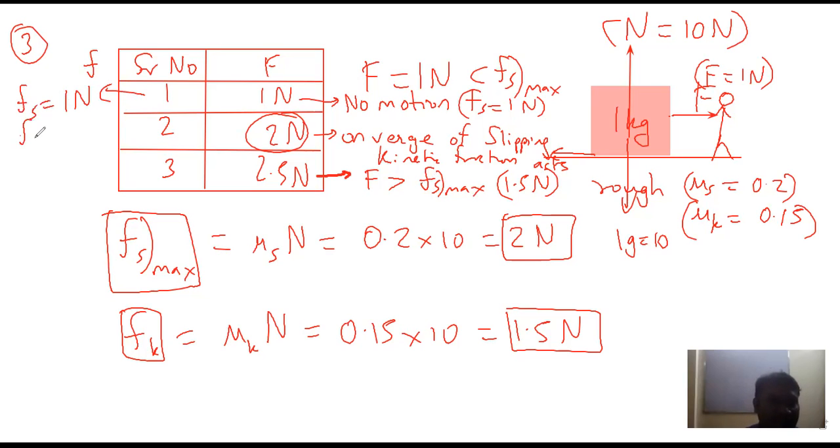Second case, we can say Fk, kinetic friction, acts 1.5 Newton. Third case also, we can say 1.5 Newton kinetic friction acts. In both these cases, second and third, we have motion. First case, we have rest. So this is how we solve this third question. I hope you understood this.